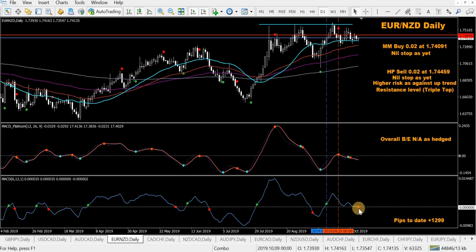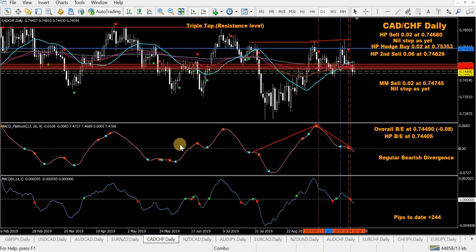Tomorrow there's a strong chance that this may reverse on the mod MACD to a sell, but it has to meet all the criteria. We'll see how it goes. Right, CAD Swiss.